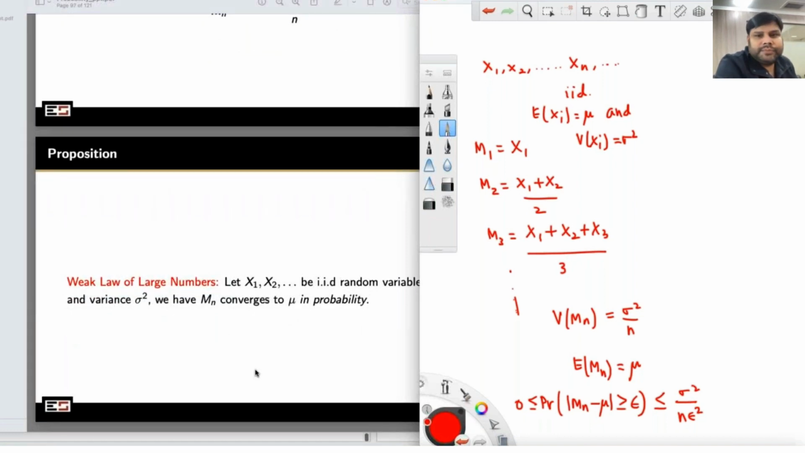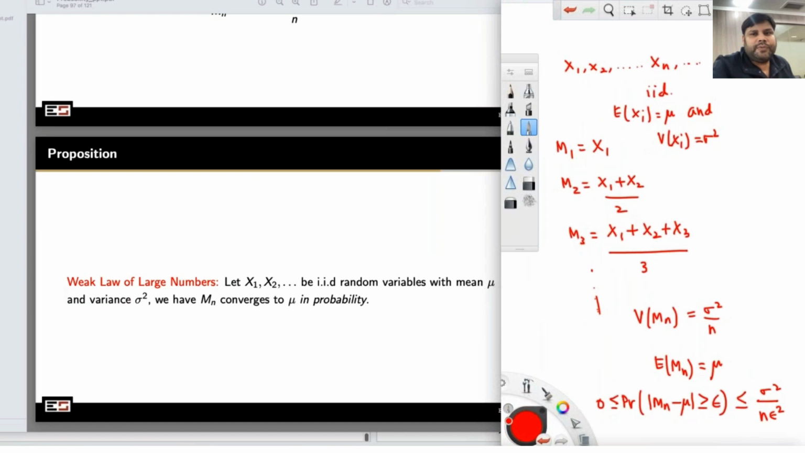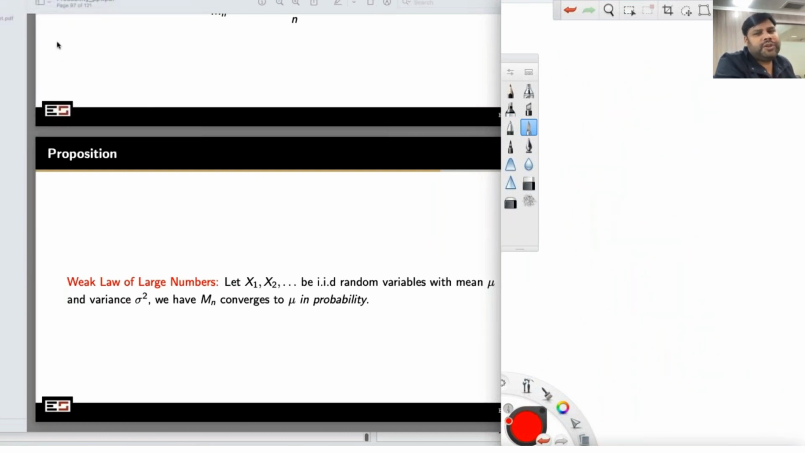Is that fine? Have you understood this? That's just a one-line proof for the weak law of large numbers. In fact, there is also a strong law, which requires that it converges almost surely to mu. But the idea is pretty much the same. That requires a little bit more work to prove it. But this is of course a weaker version of the law, and the idea is the same. Is that fine?